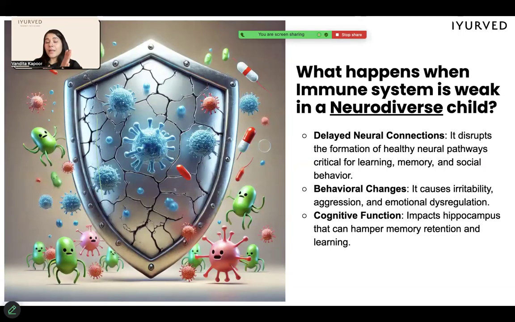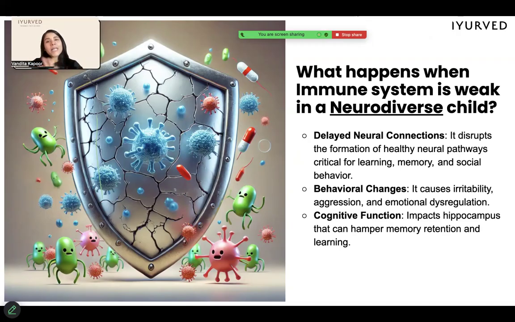I'm repeating this, that there will be delayed neural connections, which means we have spoken about neural connections in our brain, the way connections are formed. So a child is able to learn fast, recall fast, do a better speech, do better memory, build eye contact. Everything will get impacted. Your child will also be very irritated, very aggressive, emotionally not regulated. So there'll be behavioral changes. And the third thing is cognition, which means it will also impact memory, it will also impact learning.